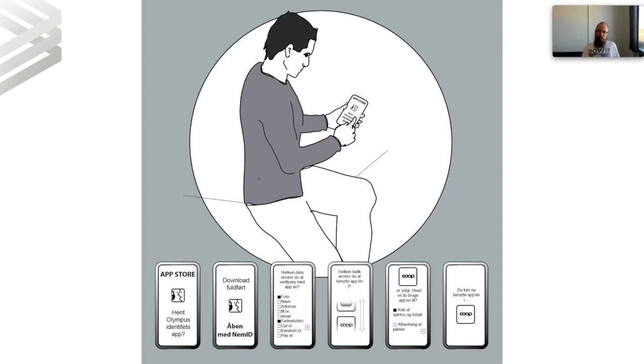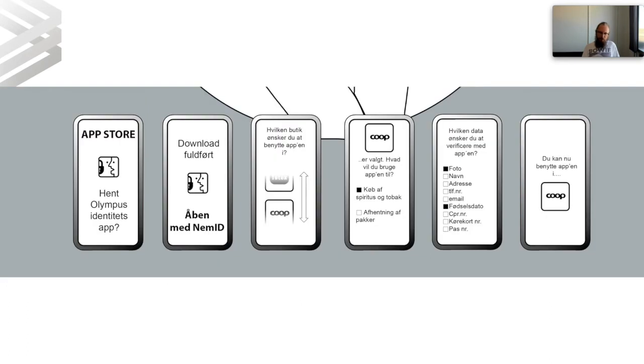So Jens here, he has to go to the App Store and download the app. Then he needs to choose where he is going, so which store he needs to use this on. He chooses Co-op, which is a Danish supermarket chain. And he chooses that he needs to buy liquor and tobacco, and to do this, he needs to show a photo, and it needs to use his birthday. And then he gets a message, well, now you can use the app in the Co-op.